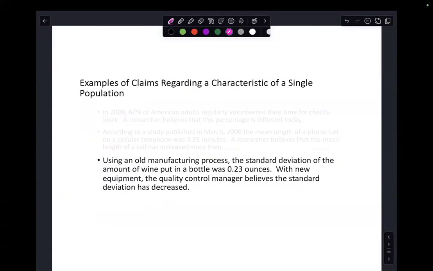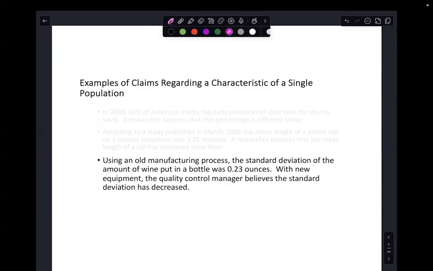Using an old manufacturing process, the standard deviation of the amount of wine put in a bottle was 0.23 ounces. With new equipment, the quality control manager believes the standard deviation has decreased. So whatever this new equipment is, he thinks it's made it more consistent. And that's what he's testing. A lot of companies do this type of testing when they are doing new and improved products; it's their way to show, hey, this is new and improved, it is more consistent.